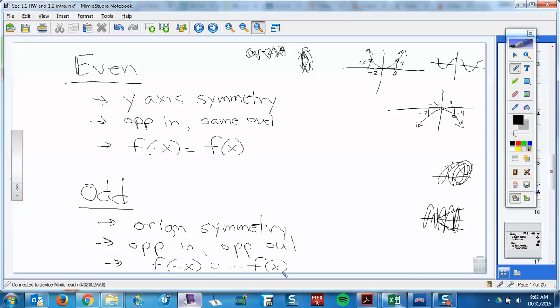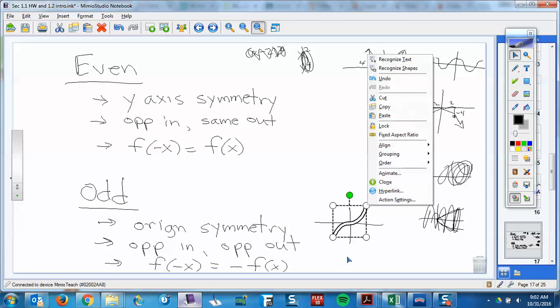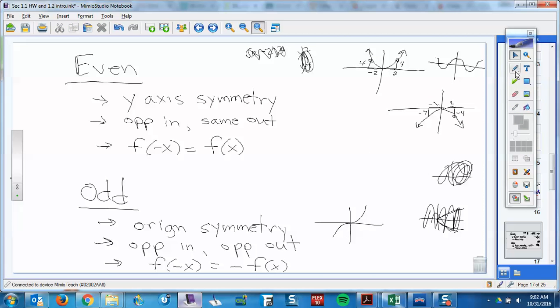Now, that would be an example, that would be x cubed. Think about x cubed. If you flip this down, right? Let me do it in blue over here. If I flip this vertically, I would end up with this. But isn't that the same thing as if I flipped it horizontally? If I took this thing and flipped it horizontally, I'd get this same thing, right? So that's kind of what that is saying. But I usually think of it as opposites in, opposites out.